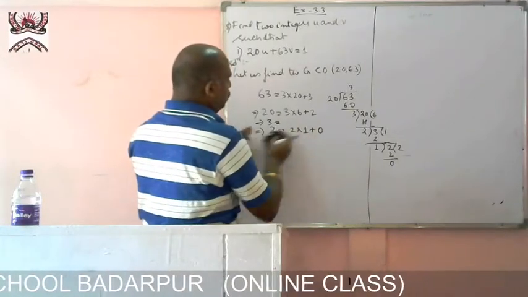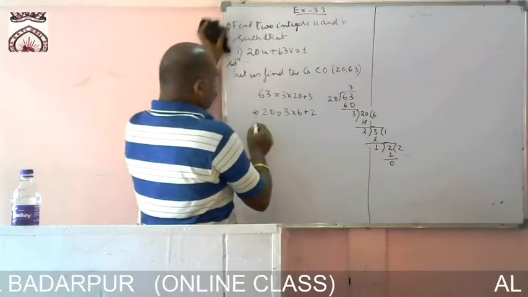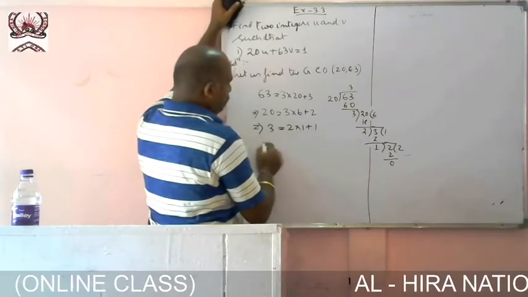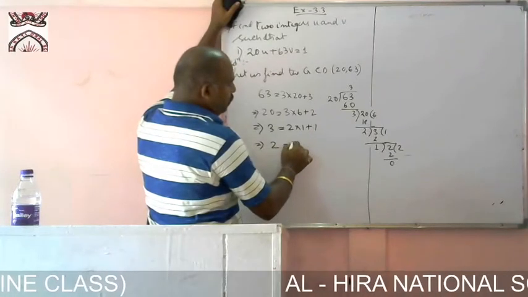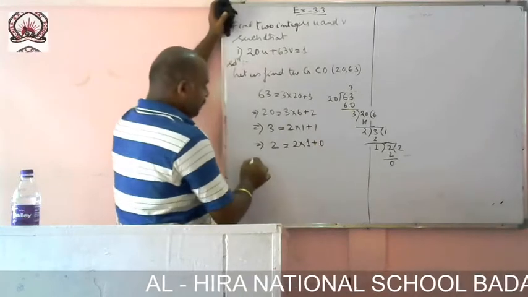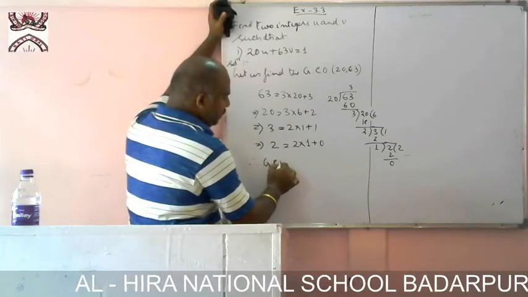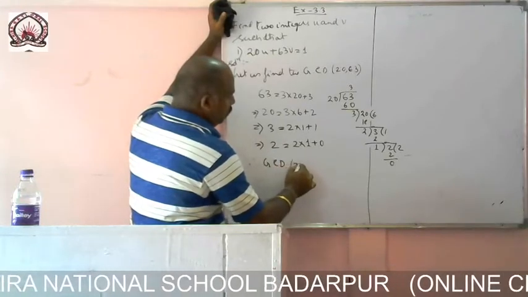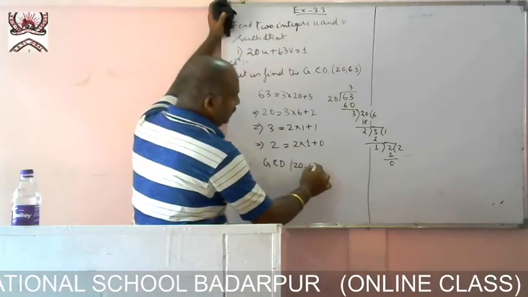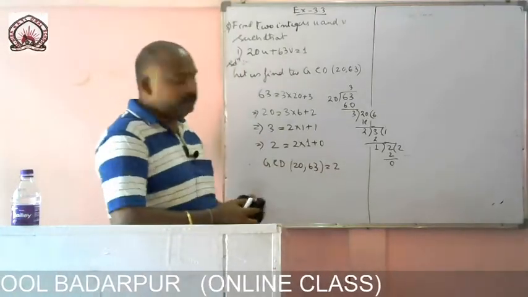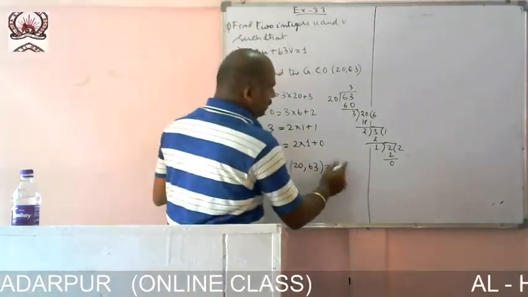3 into what are we getting here? 3 equal to 2 into 1 plus 1, which implies 2 equal to 2 into 1 plus 0. Therefore, the GCD of 20 and 63 is equal to 2.